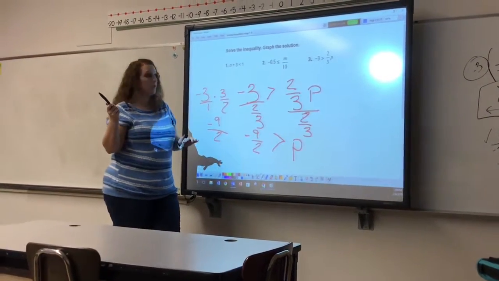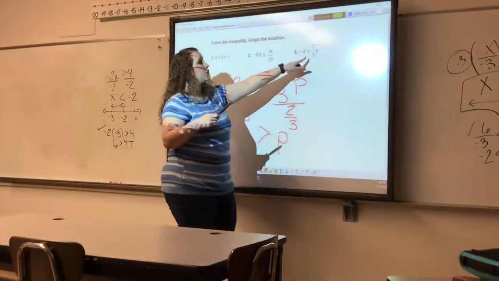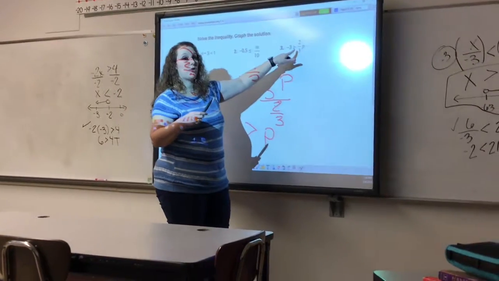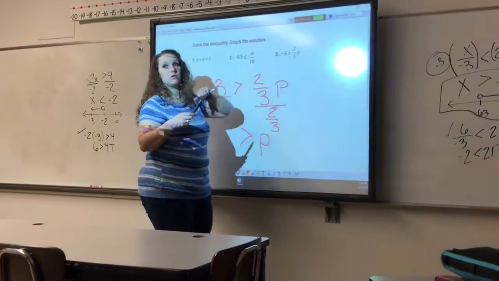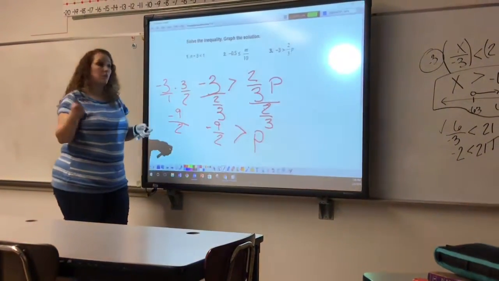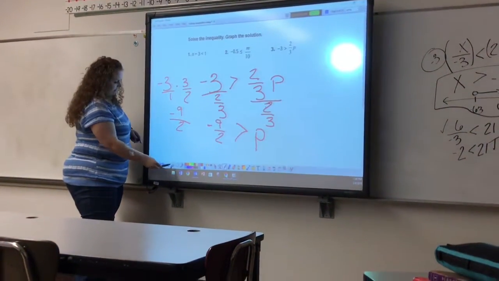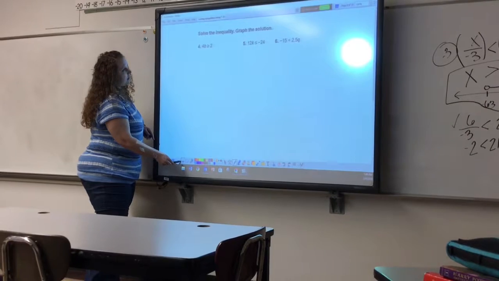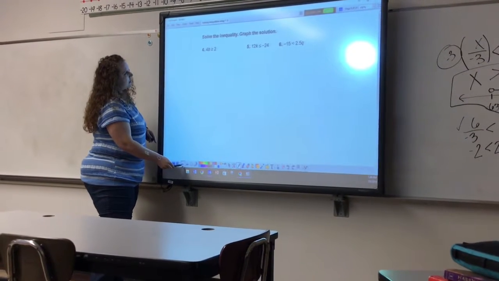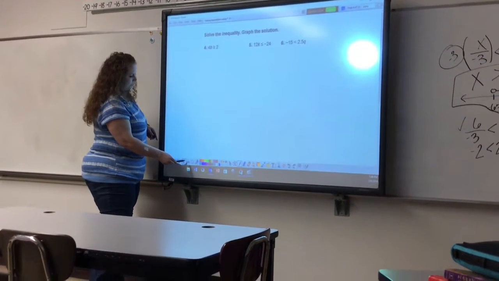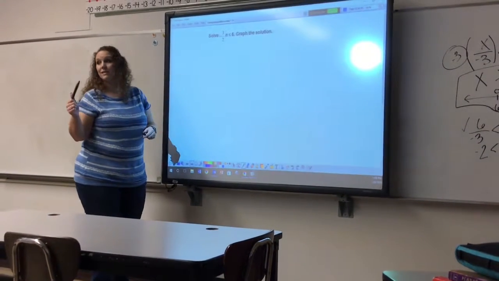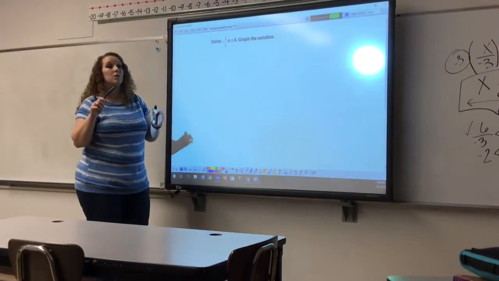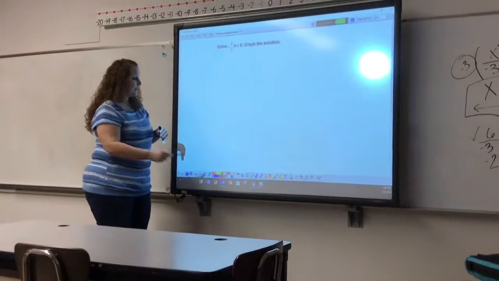When you are checking this, you probably want to pick a number that's divisible by 3 and 2, because it's going to be easier when you multiply this fraction. Yeah, 6 or 18 or 12. Okay? You guys good with this? Yeah, I'm fine. Remember, if you start with a negative and multiply or divide by a positive, you do not need to flip. It's only if you multiply or divide by the negative.